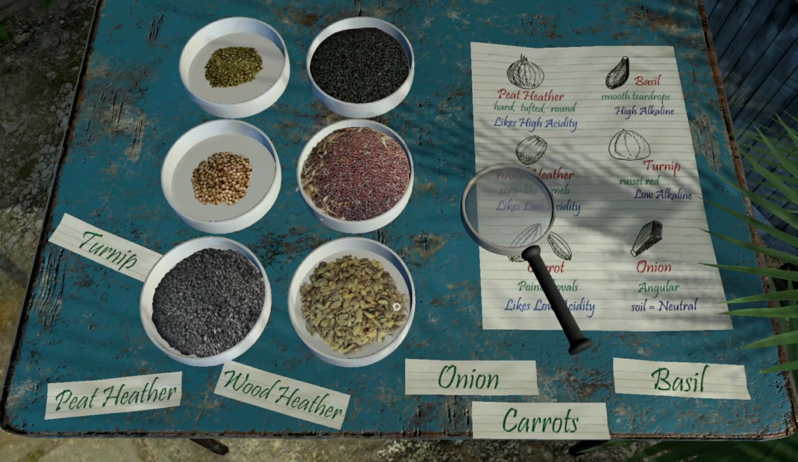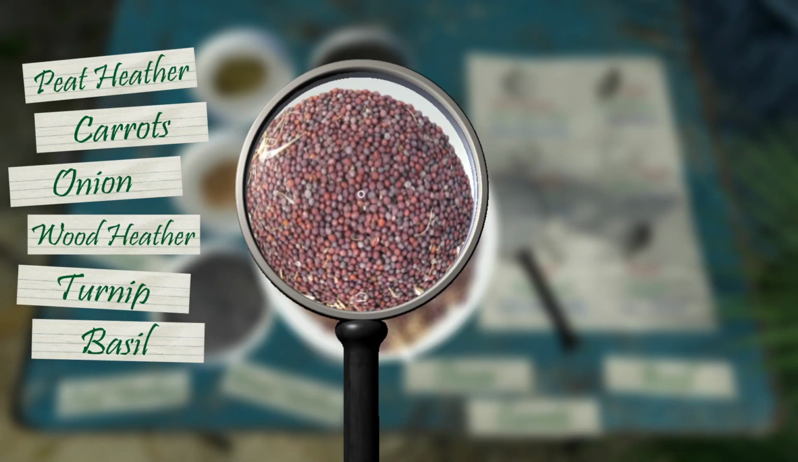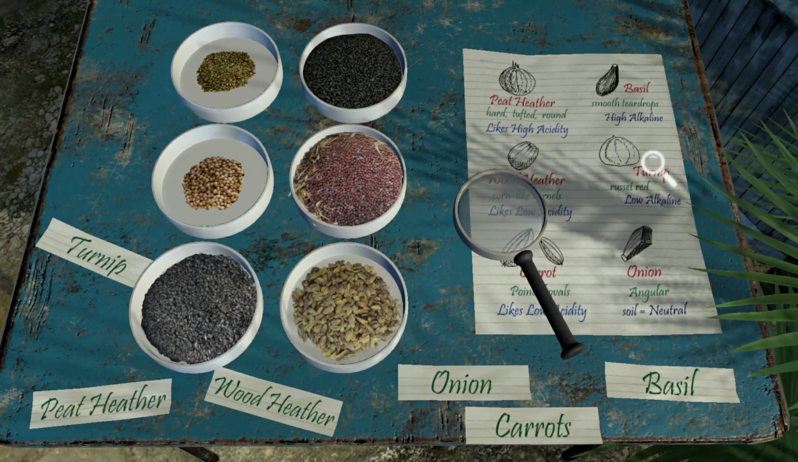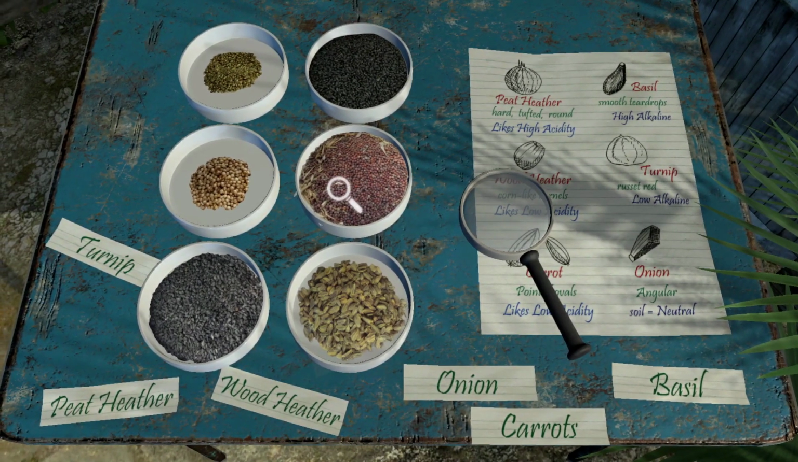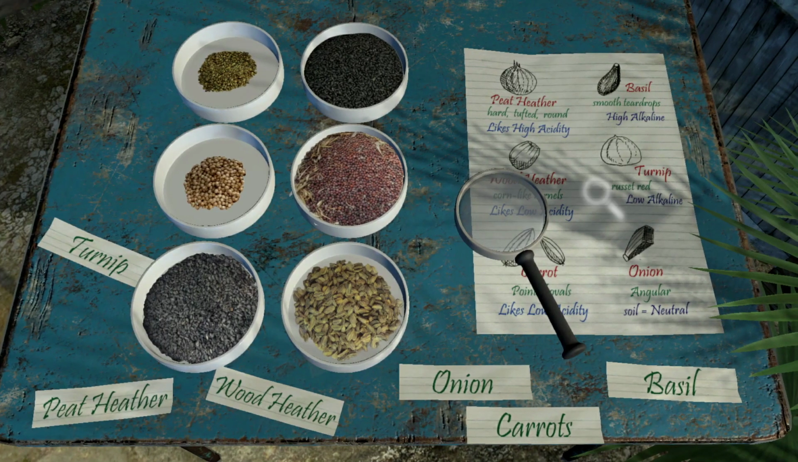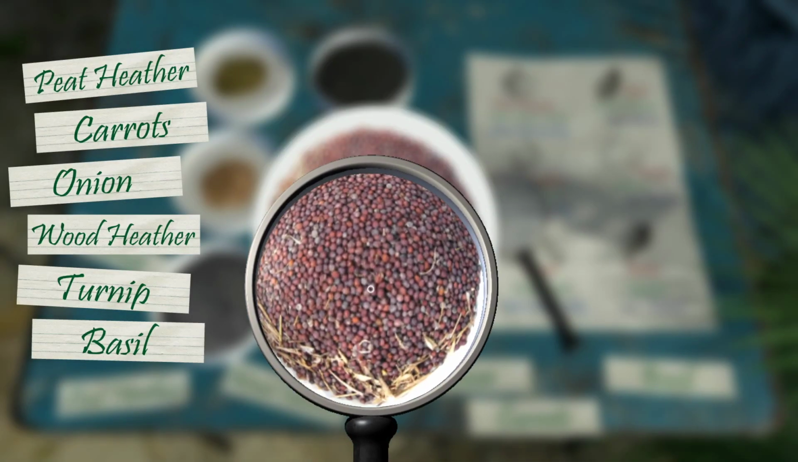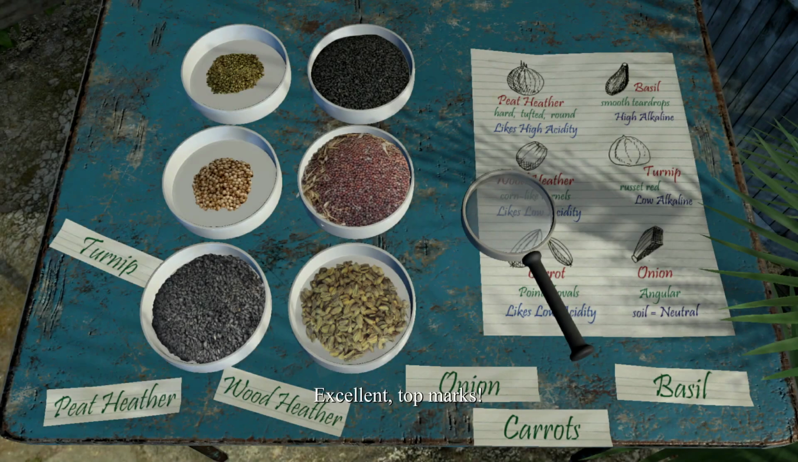Okay, I think we're done, right? We got everything named. Oh, we don't have this named. What's left? Oh, you know what? That could have been russet red. Oh, I bet this is turnip.